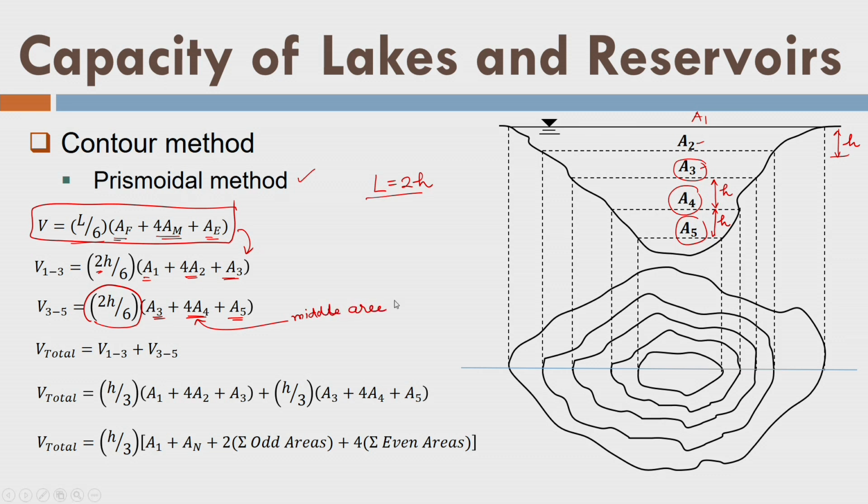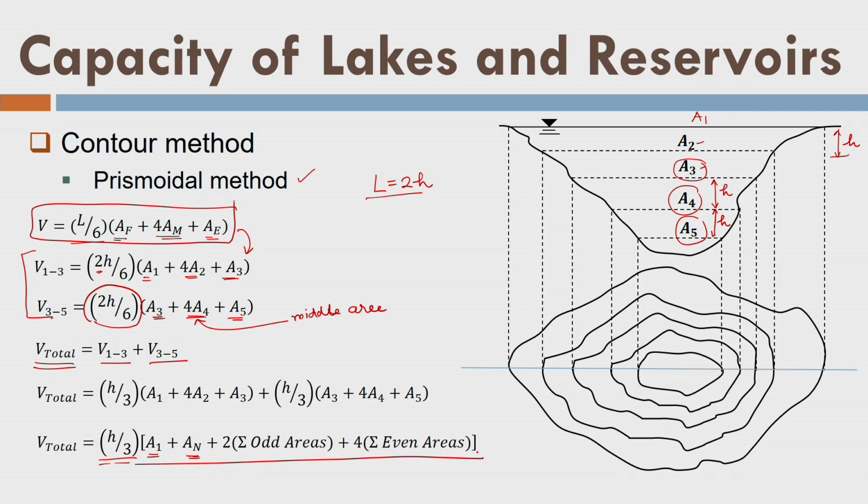Now, since we have covered all the areas from A1 to A5 in 2 calculations, the total volume is given by V13 plus V35, and if we do the summation, I will finally get this formula, that is A1 and the nth area. Okay, now we have shown you the total formula. Now imagine that instead of 5 areas, we have a total number of n areas, A1, A2, A3 and up to An. So what we will do?